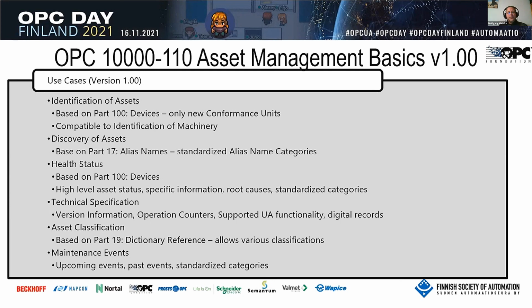We have a classification for assets based on the dictionary references, part 19 of the specification, that allows various classifications of assets like E-class and so on. And we do define maintenance events, upcoming events. Oh, the machine needs to be maintained in 2 weeks, but also events from the past. And also there we have standardized categories.